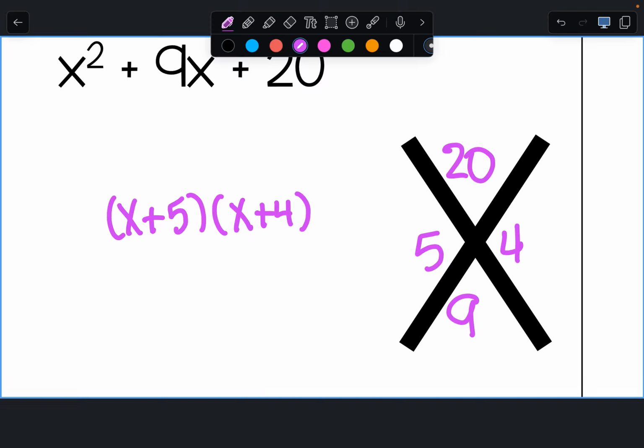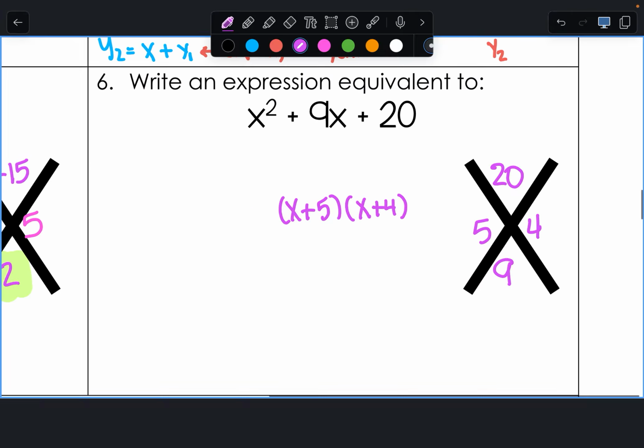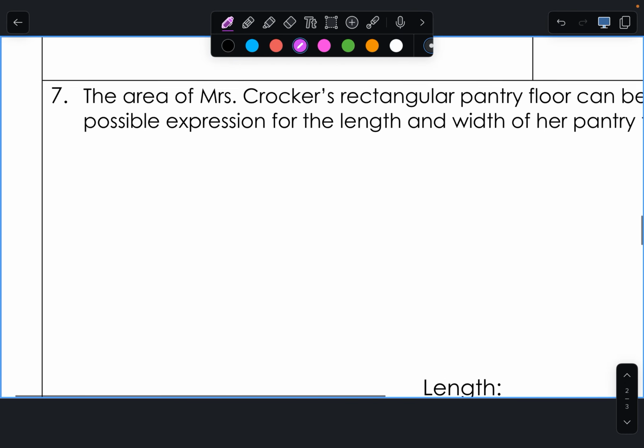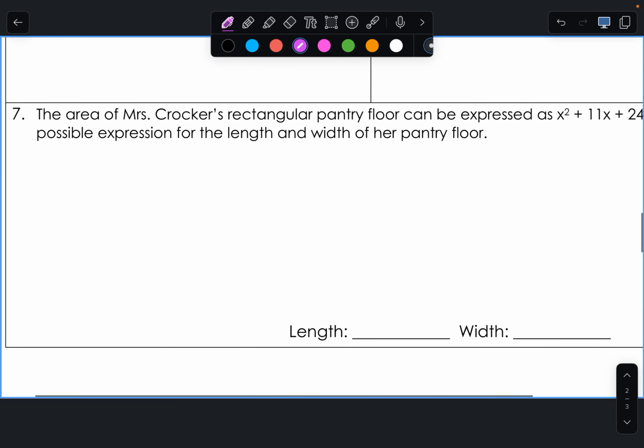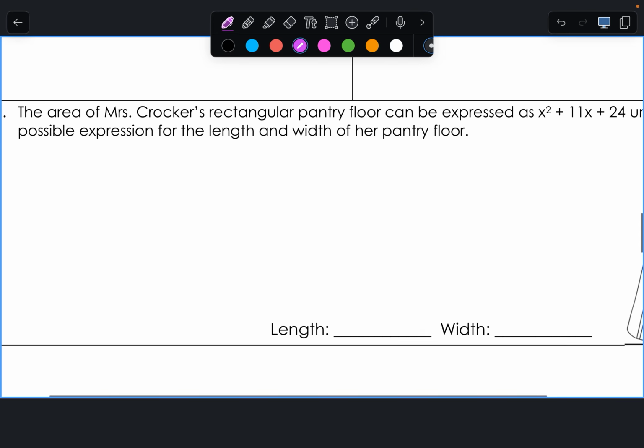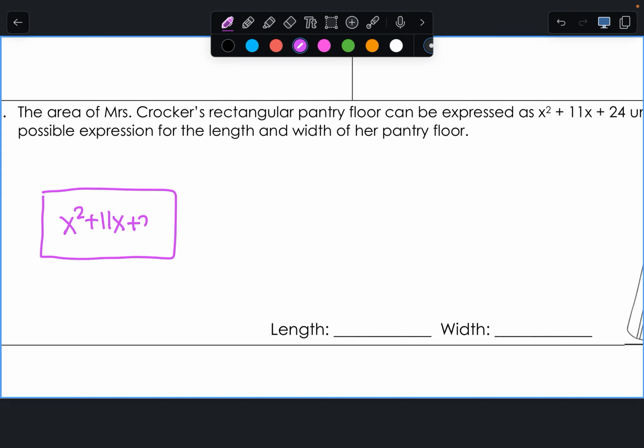Last one. You have the area of Miss Crocker's refrigerator pantry floor. The rectangular pantry floor can be expressed as x squared plus 11x plus 24. They want us to find the length and the width. So what do we have to do? We have to break it back apart. And since it's a quadratic, we know that it'll be binomials.